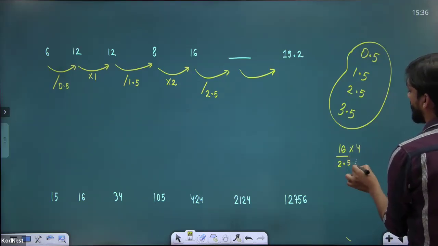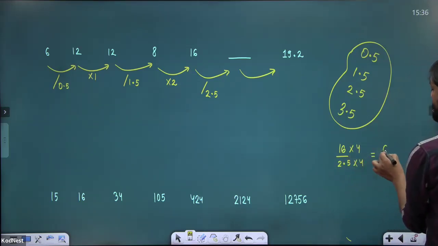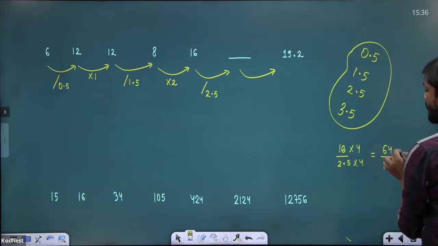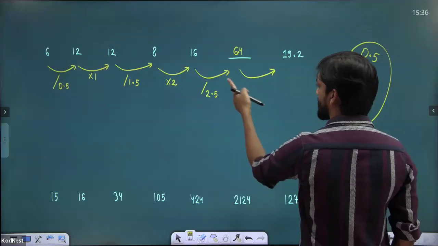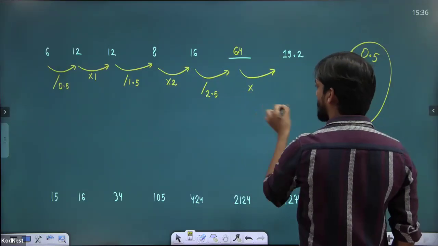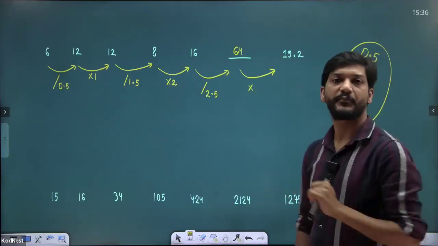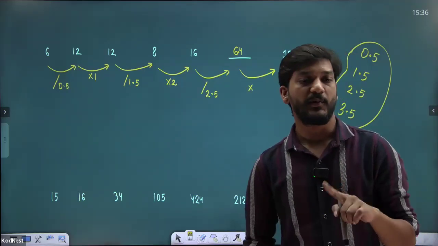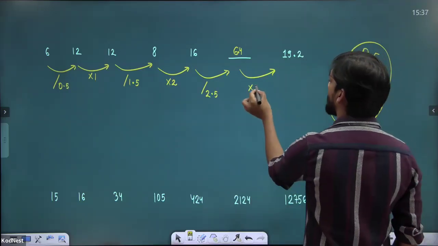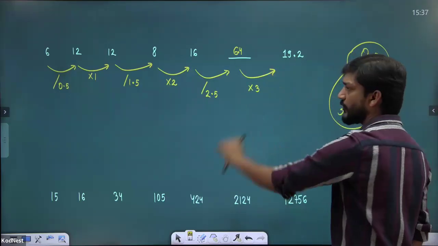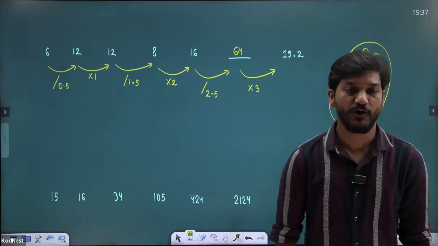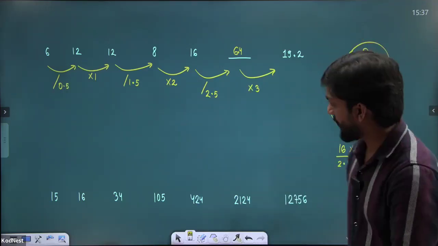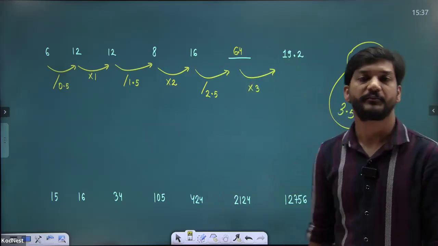Multiply by 4, multiply by 4. This will give you 64 by 10. 6.4 you will get. Okay, 6.4. Next should be how much? Multiply. Multiply by how much? Multiply by 3. Okay, so multiply by 3. Will it give you 19.2? Please check. So yes, this is your answer.